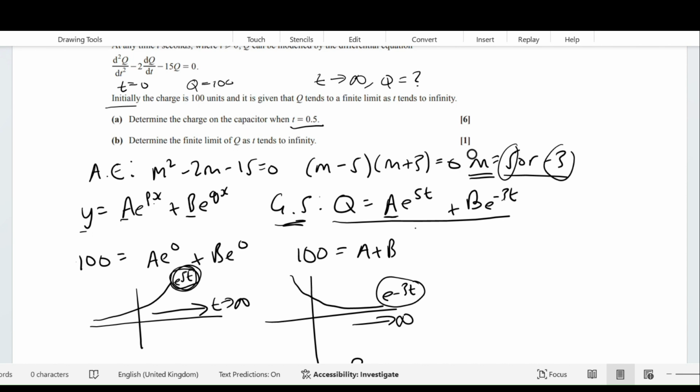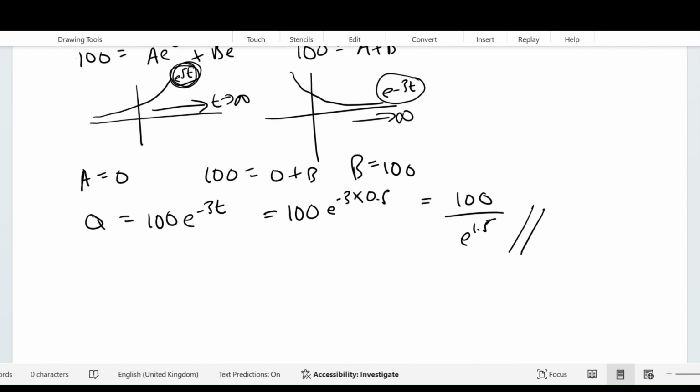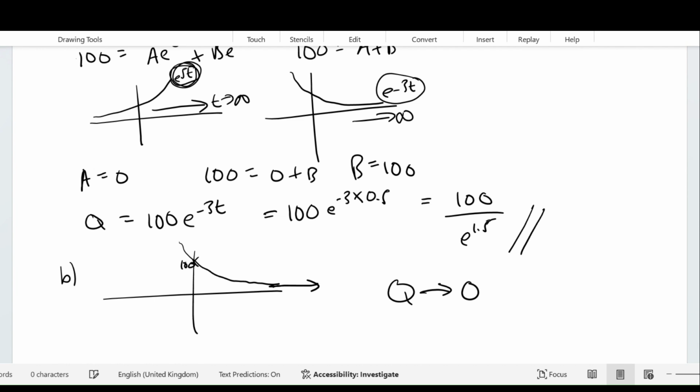And for part B, we are meant to determine the finite limit of q as t tends to infinity. So we have already thought about this, but if we redraw the graph, it looks something like this, where at t equal to 0, it would go through 100 here, and basically what we can see is that q tends to 0. It never reaches 0, it's asymptotic with the x-axis, but q tends to 0 as t tends to infinity.